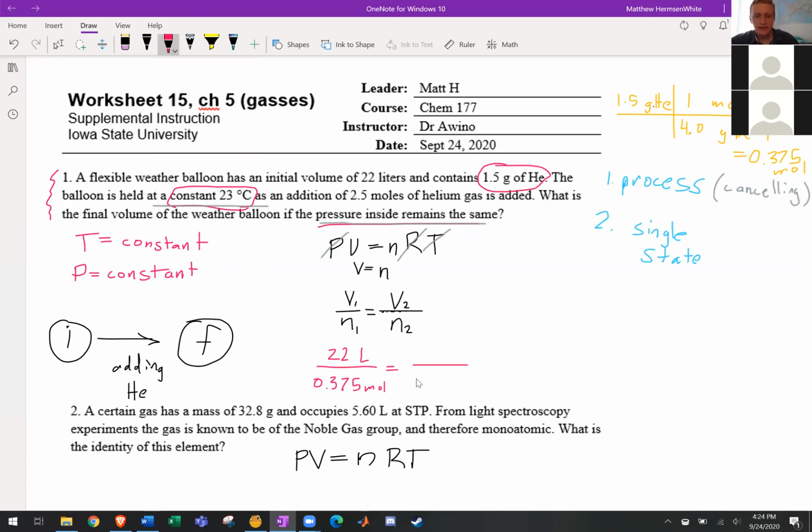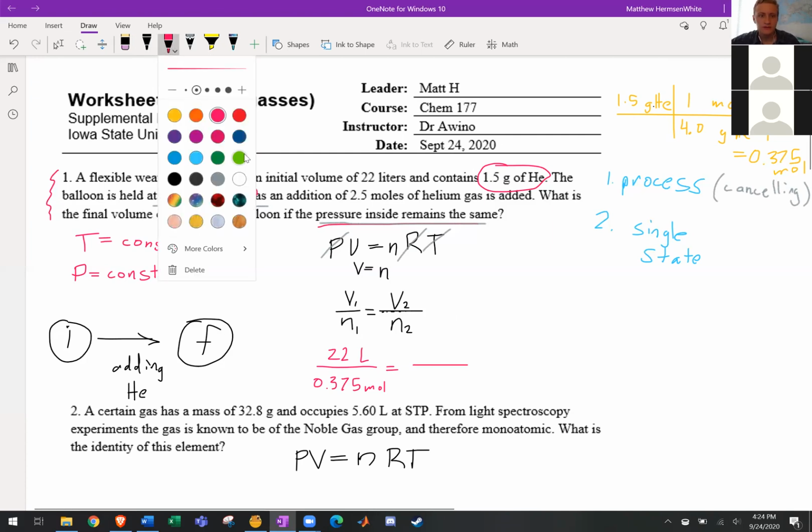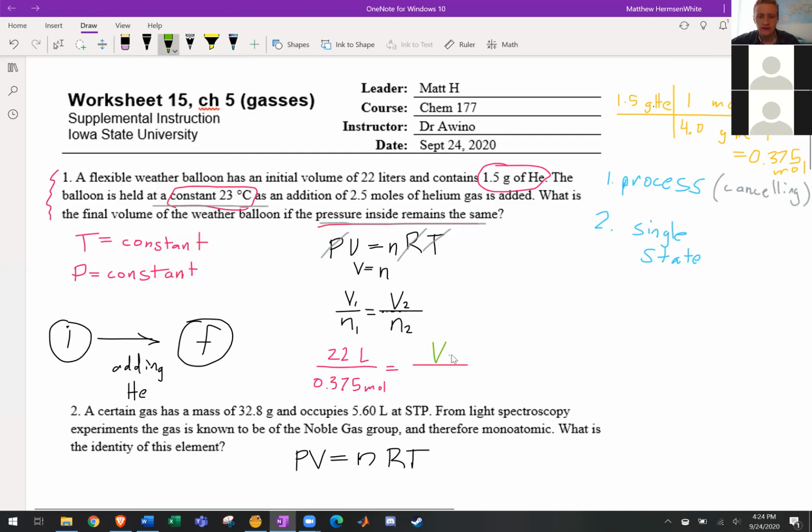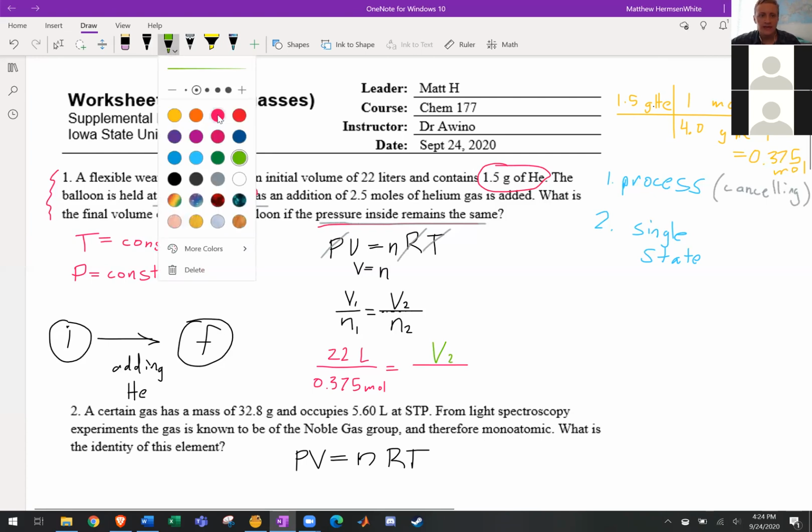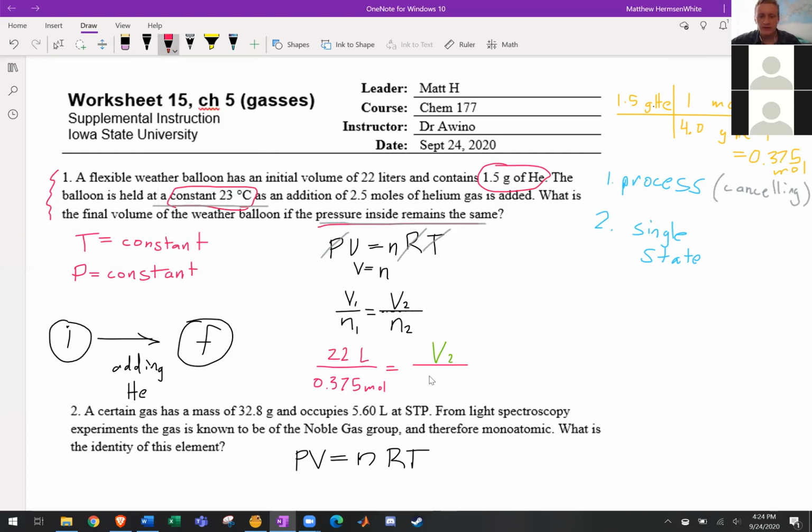All right. Now the right side, we are looking for the volume. So the volume here is the variable that we're searching for. And state two has 2.5 moles of helium added. So this is going to be 2.5 moles plus the original amount, 0.375. Now this is going to be the total moles at the end of this process.